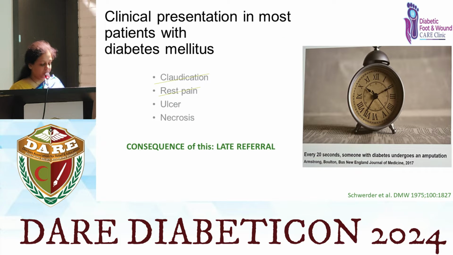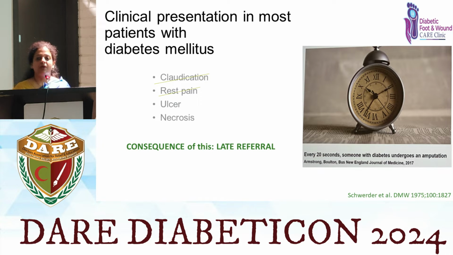Now, this was a very interesting study which was done in 2017, that every 20 seconds, someone with diabetes undergoes an amputation. And this figure of 20 is now coming down to 16, and the data will surely be published. So even in this 20 minute talk, every 16 seconds, somebody is losing some part of his body.